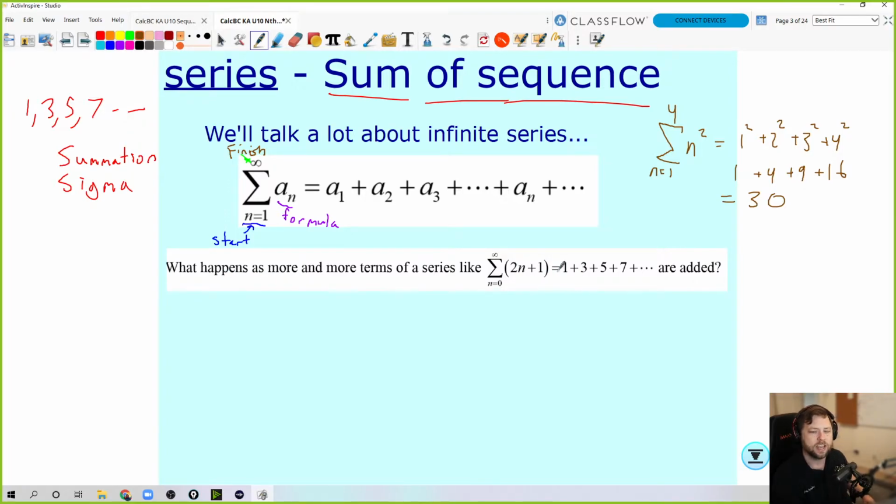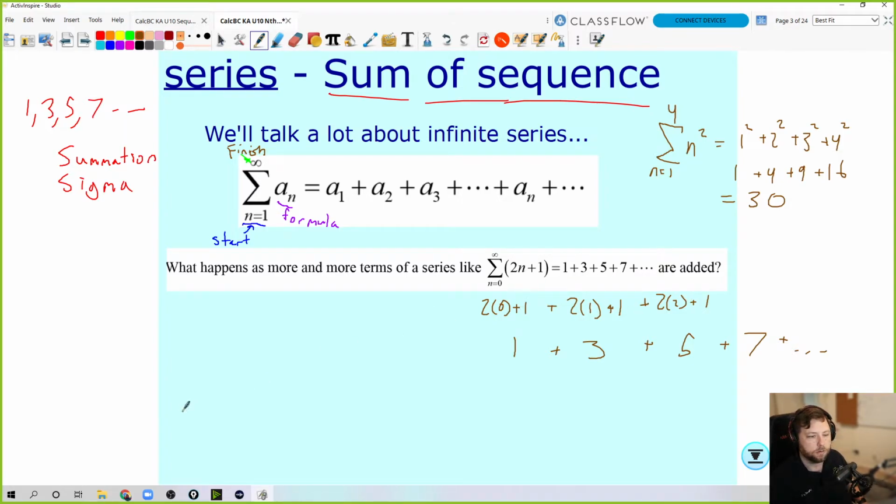Taking this case right here, this is 2n plus 1, and you're starting at 0 in this case. So your first number would be 2 times 0 plus 1, and the next number would be 2 times 1 plus 1, and 2 times 2 plus 1, and so on. So 2 times 0 plus 1 becomes 1, then 3, and this is 5. And then the next one would be 2 times 3 plus 1, which is 7, and so on. If you kept adding more and more numbers, you go to infinity.